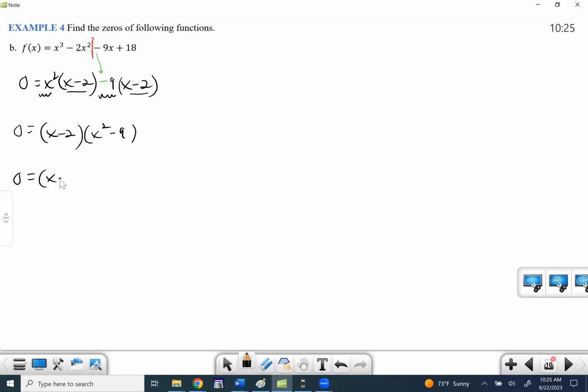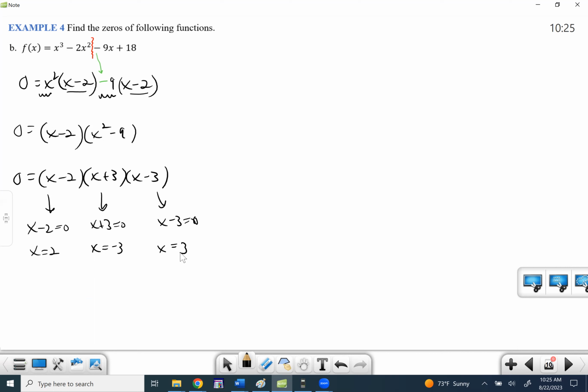The x squared minus 9 can factor further. It's a difference of squares. So we can factor it as x plus 3 and x minus 3. Now we're at the stage where we were on the last problem, where we just set each factor equal to 0. So we get x equals 2. X equals -3. And x equals 3. So that's going to be our zeros for this function.